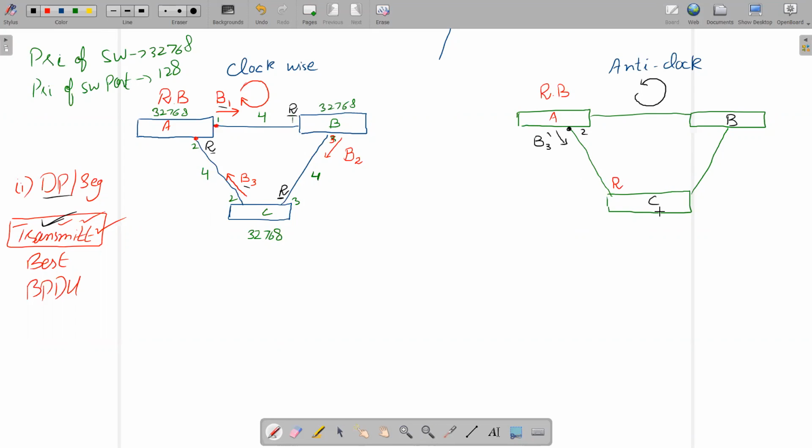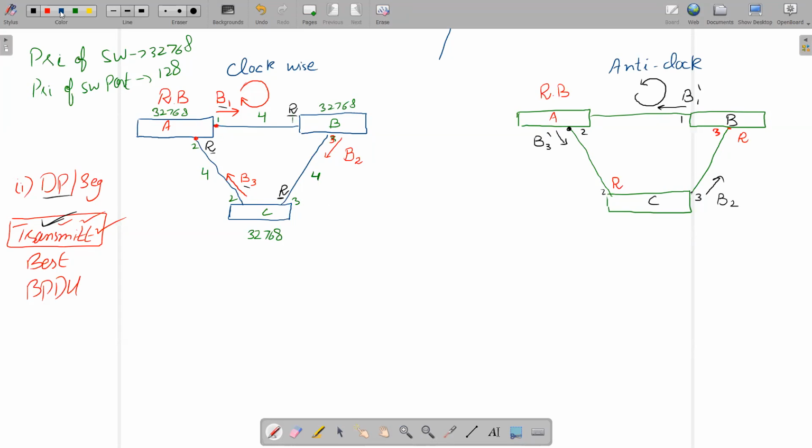Then the BPDU which switch C receives from port number 2, again, it will transmit that BPDU from port number 3. And I will call it B2, the second BPDU. And again, this is the receiving port, the same port, port number 3. And if it can receive the BPDU, obviously it will transmit the same BPDU from this port. This is your port number 1. For example, call it B1 dash.